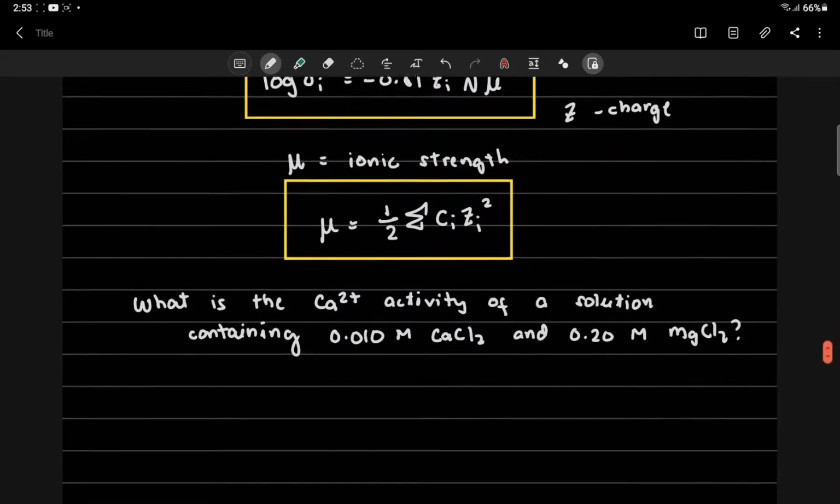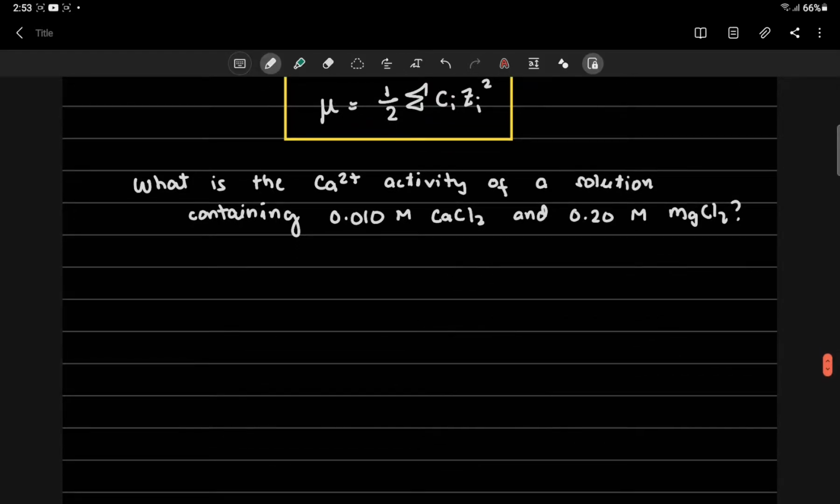So let's try to solve or answer this question. What is the calcium ion activity of a solution containing 0.010 molar in calcium chloride and 0.20 molar in magnesium chloride? So before we solve this problem, let's try to summarize kung ano yung mga given na information. So you have the following ions in the solution. So you have calcium, you also have magnesium, and both compounds will contain the chloride ion.